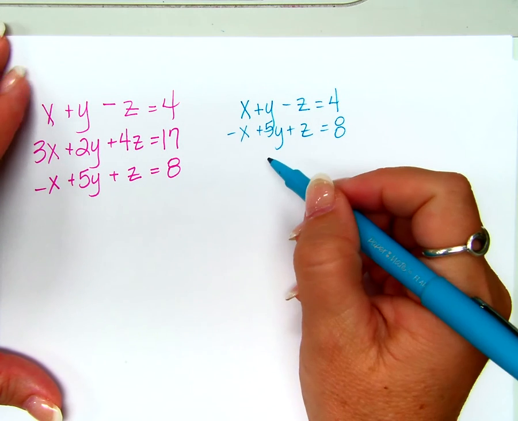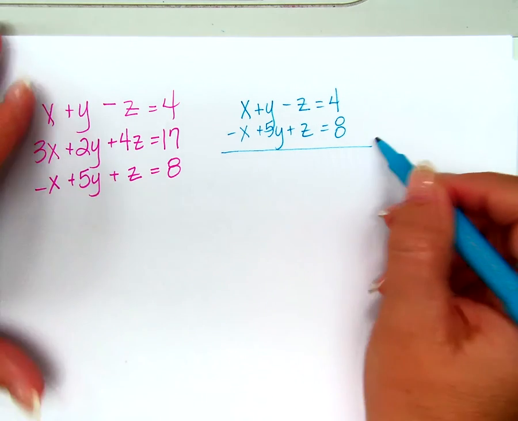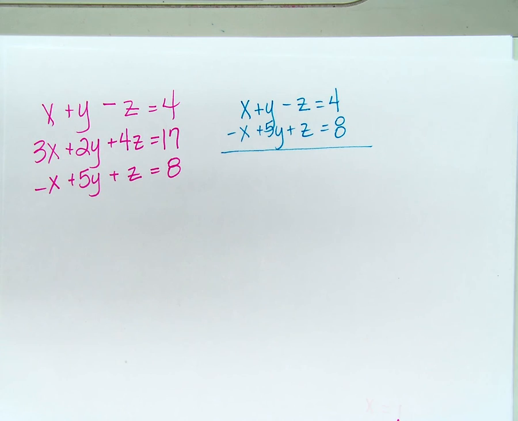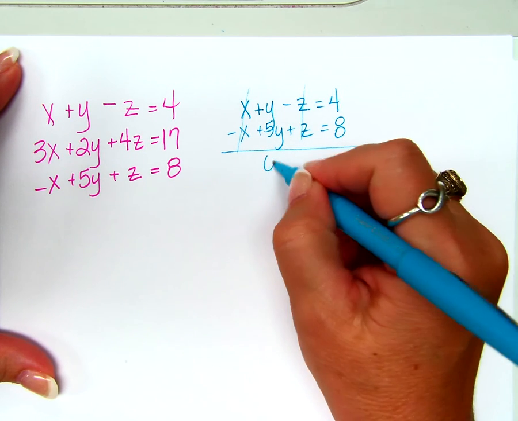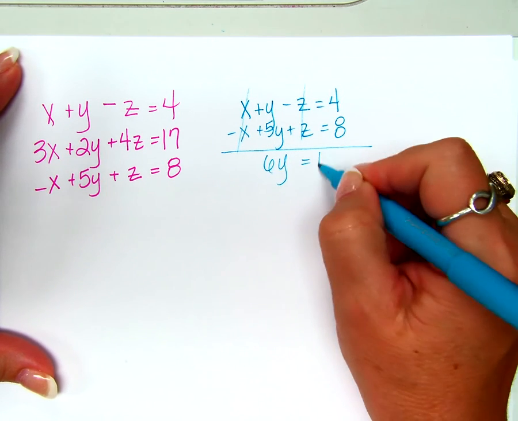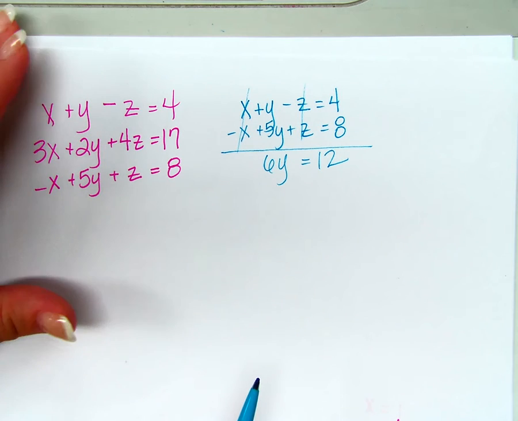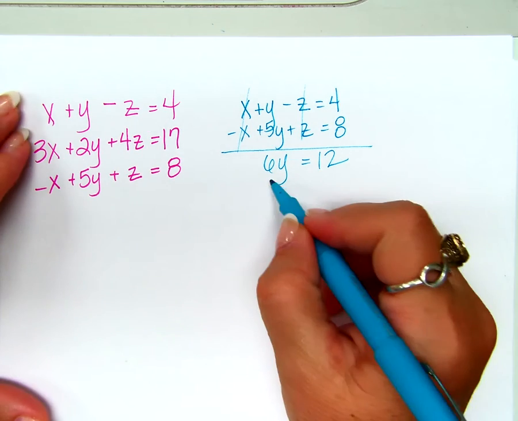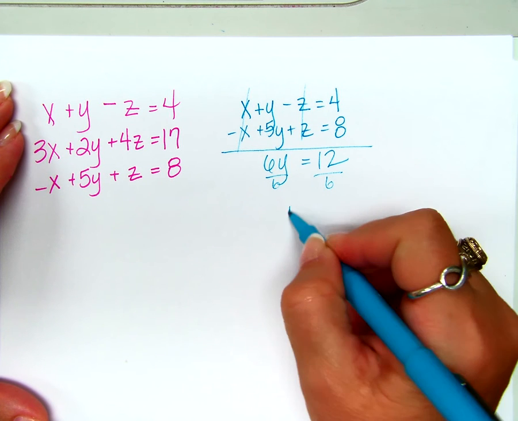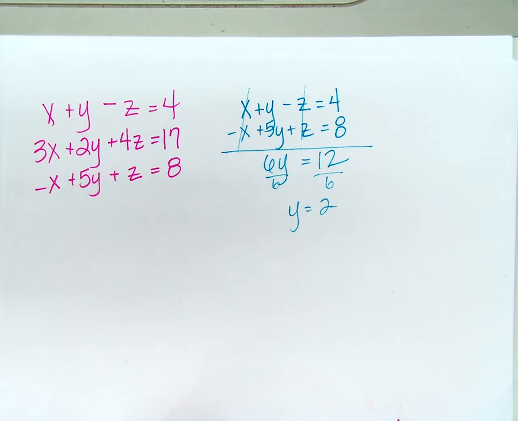Whoa, what did you just notice? I heard you notice it. Oh my gosh, that's 0 and that's 0. So 6y equals 12. Man, you guys are way too excited about that. In one step, we just found out that y equals 2.